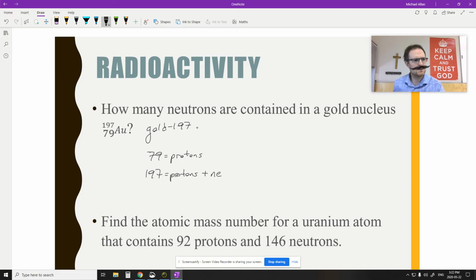There's a little equal signs here, because we could just use math or just a little bit of algebra to solve these for us. So I'm just going to subtract these around, so we know this is 79. So if I want to find the neutrons, let's just subtract that 79 over to the other side. Let's see, 197. It's too late in the day to do mental math here. So I got 118 neutrons. Okay?